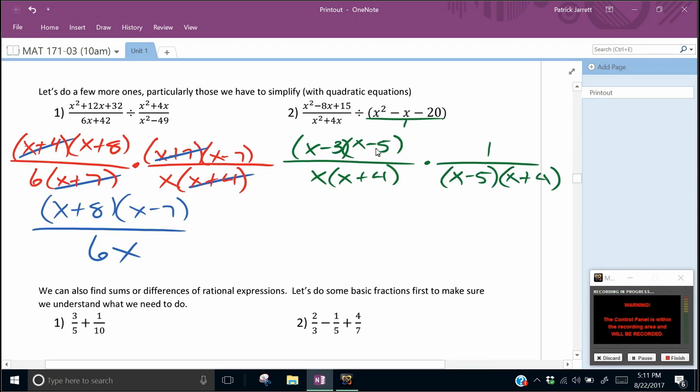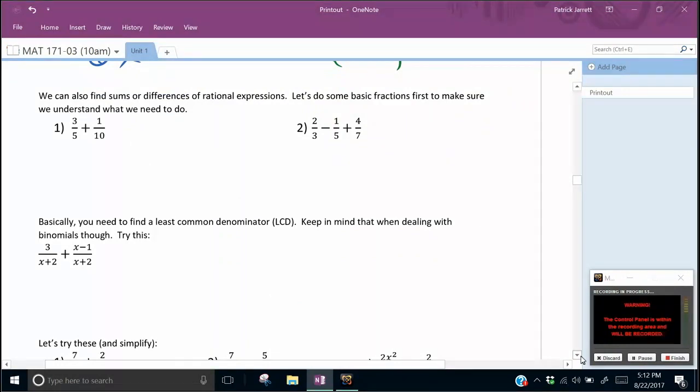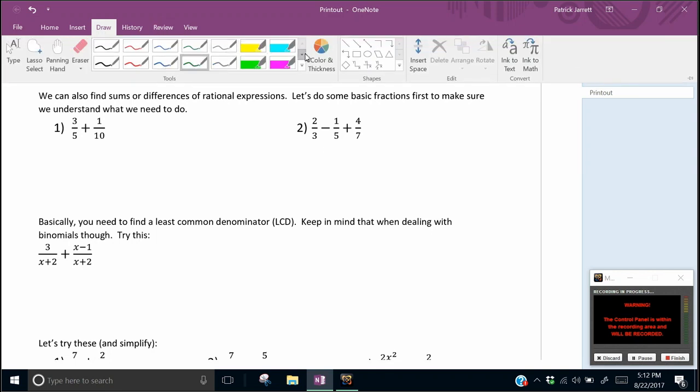So we do our cancellations yet again, and for the numerator we have x minus 3. For the denominator, we have x times x plus 4, and since it occurred twice, just put a second power there. All right, so that's how you multiply and divide rational expressions. We're going to get into the adding and subtracting part. Now, we're going to end up doing partial fractions here, so this is going to be kind of necessary.